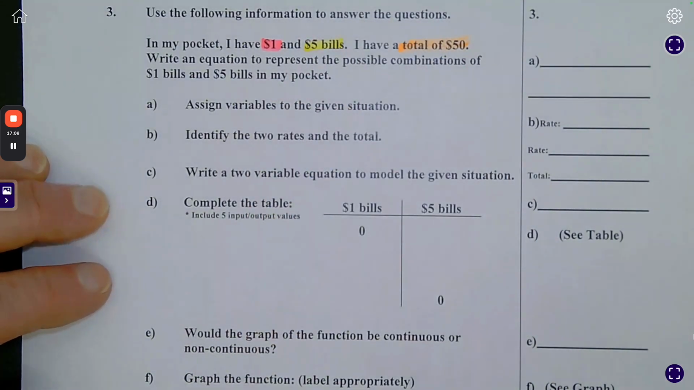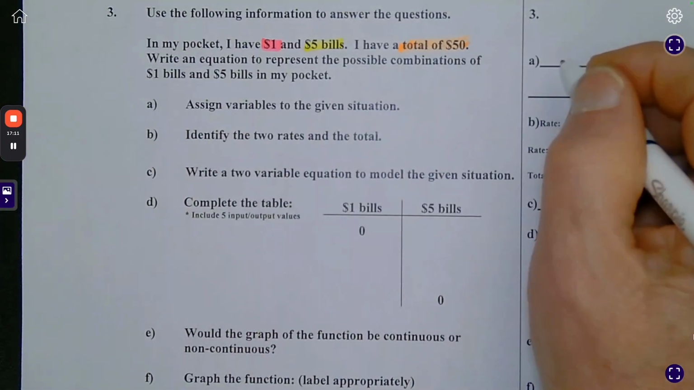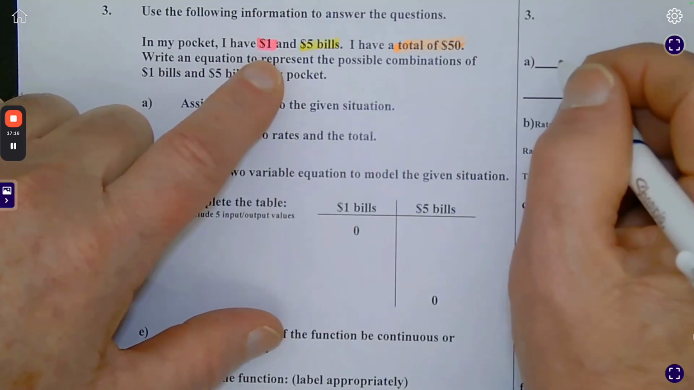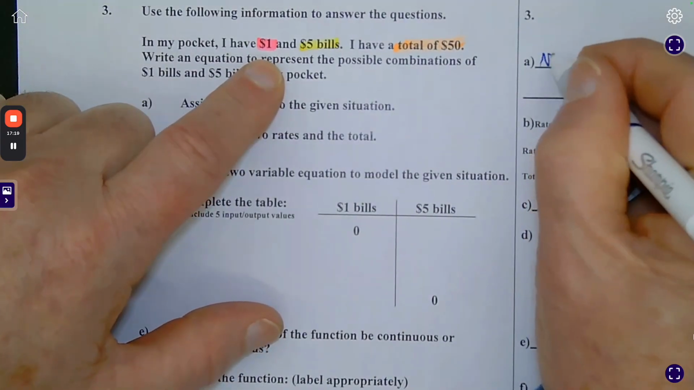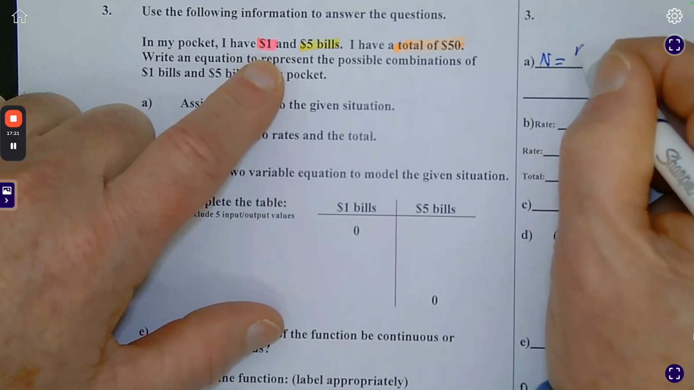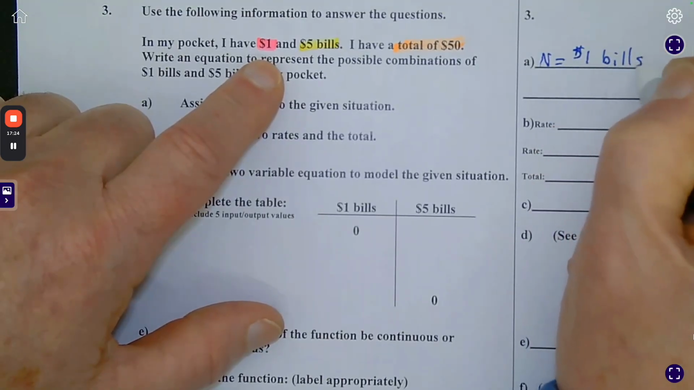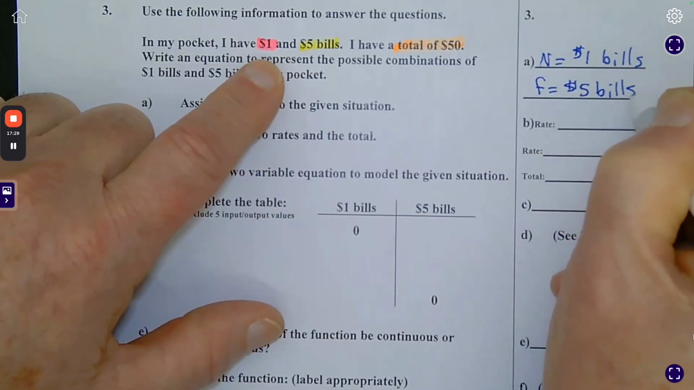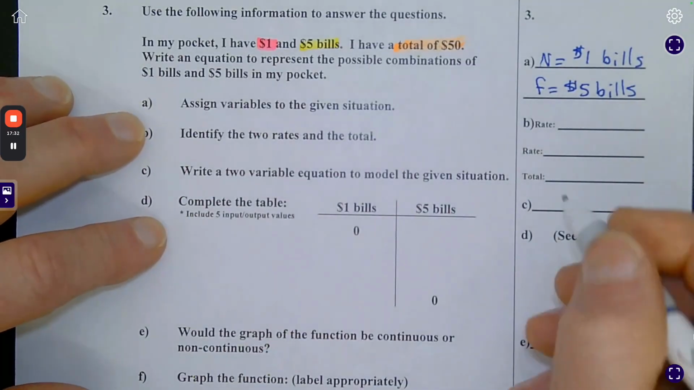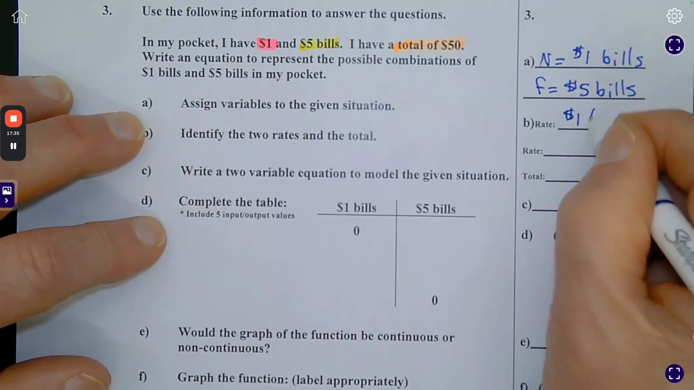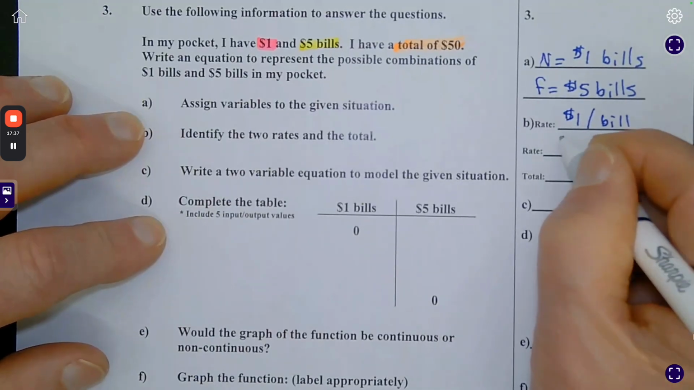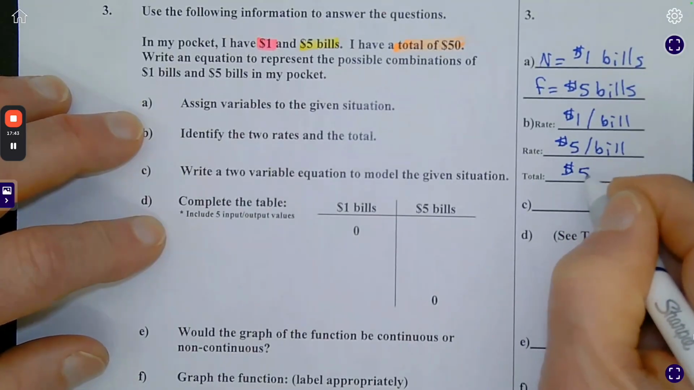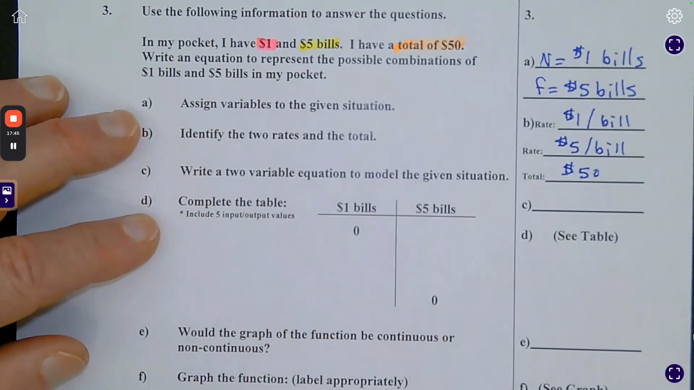Okay, so assign variables. I don't want to use O as a variable because it looks like a 0. So I'm going to use N for $1 bills. And I'm going to use F for $5 bills. All right, what's my rate? How much is a $1 bill worth? Well, it's worth $1 per bill. How much is a $5 bill worth? Well, that's $5 per bill. And what was my total? $50. Okay, let's complete the table.